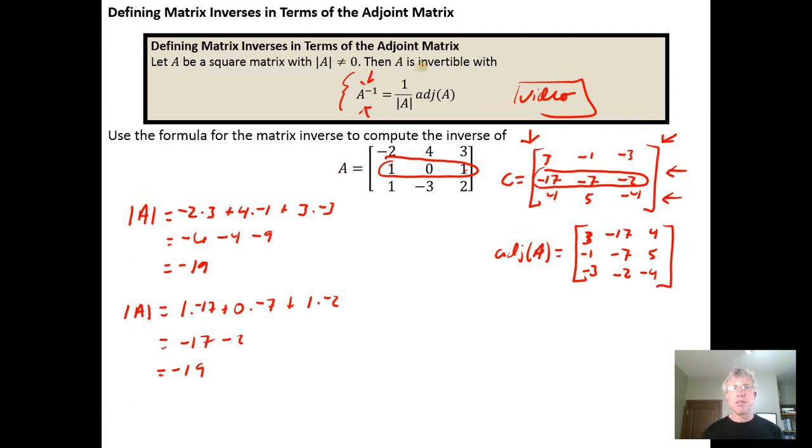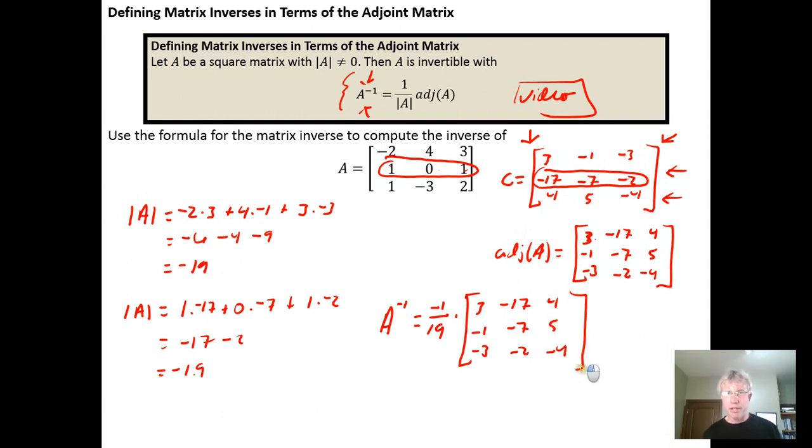And the idea is if I use this formula, I have to calculate the cofactor matrix anyways. I might as well use the cofactor matrix to calculate my determinant. So now I can get my inverse easily. My inverse is going to be 1 over the determinant. So that's going to give me 1 over negative 19, or just negative 1/19, times the adjoint matrix. The adjoint matrix is just sitting right here. Four, 5, negative 4, and there is the inverse.